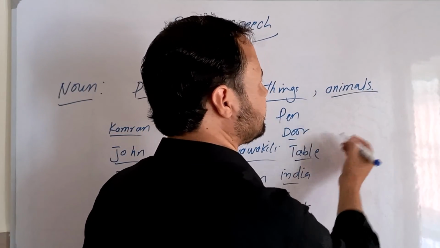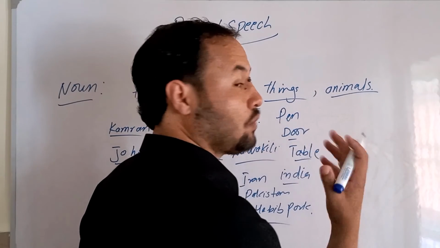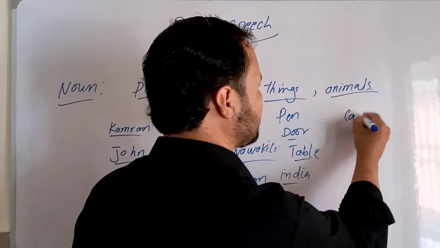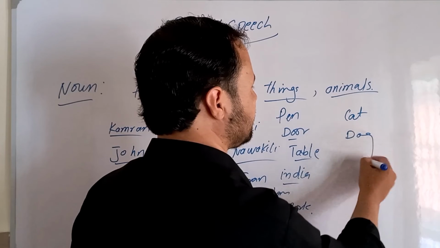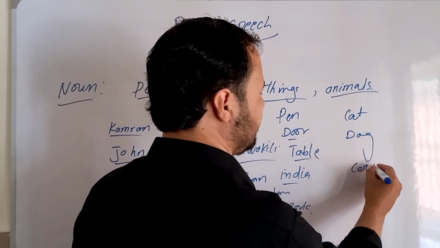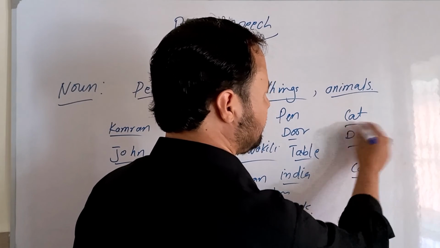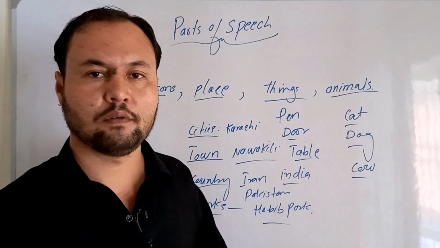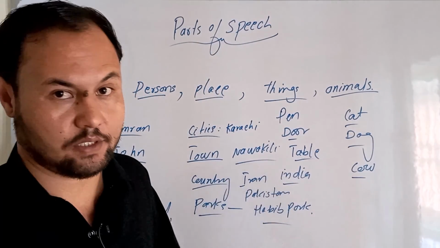Then animals. Animals, obviously we know what are animals. For example, I should say the simple one is cat. For example, dog. For example, cow. Even the birds also will come. They are the names of animals or birds, I should say, okay?